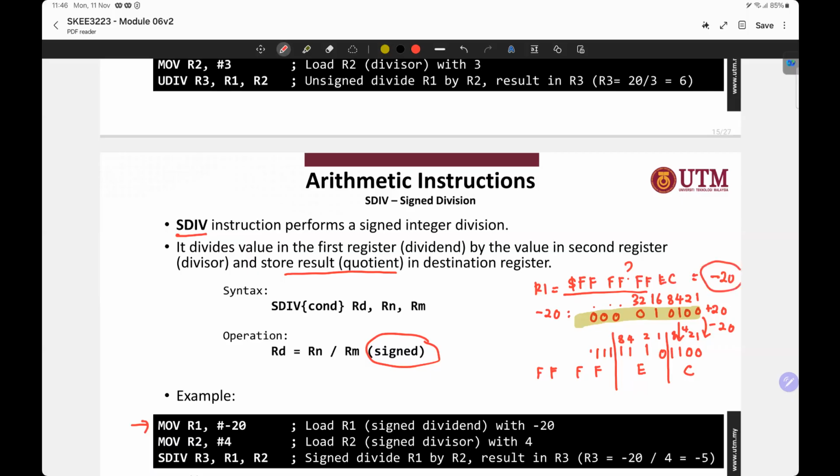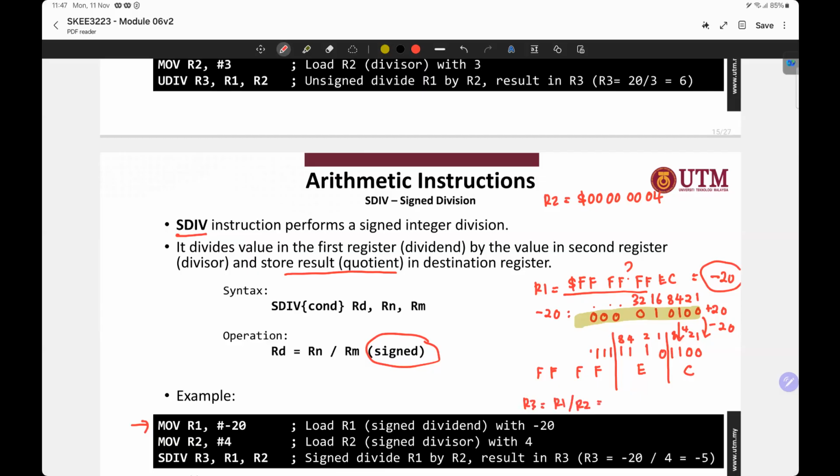And then after that, the second instruction, MOV R2, #4. So what happened here is R2 will have this number, 0, 0, 0, 0, 0, 0, 0, 4. And then SDIV R3, R1, R2. So here, R3 equals R1 divided by R2, as I mentioned earlier.